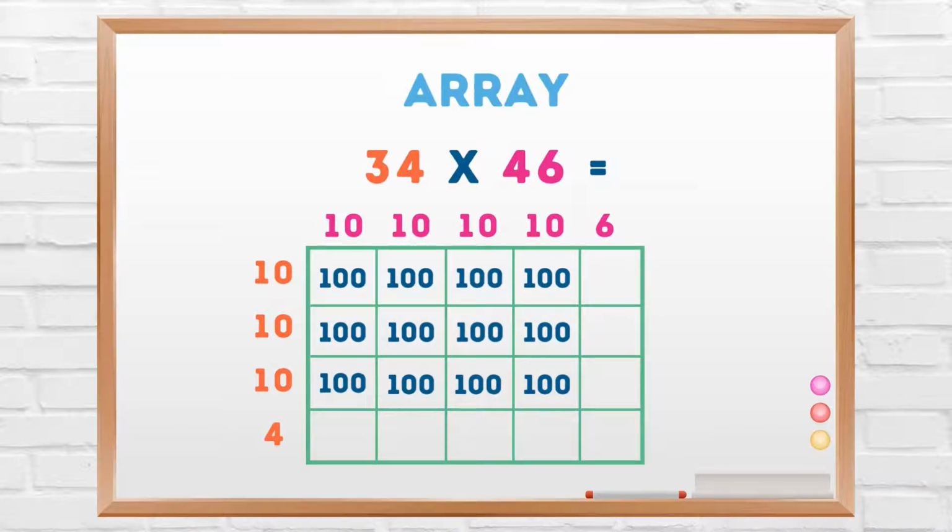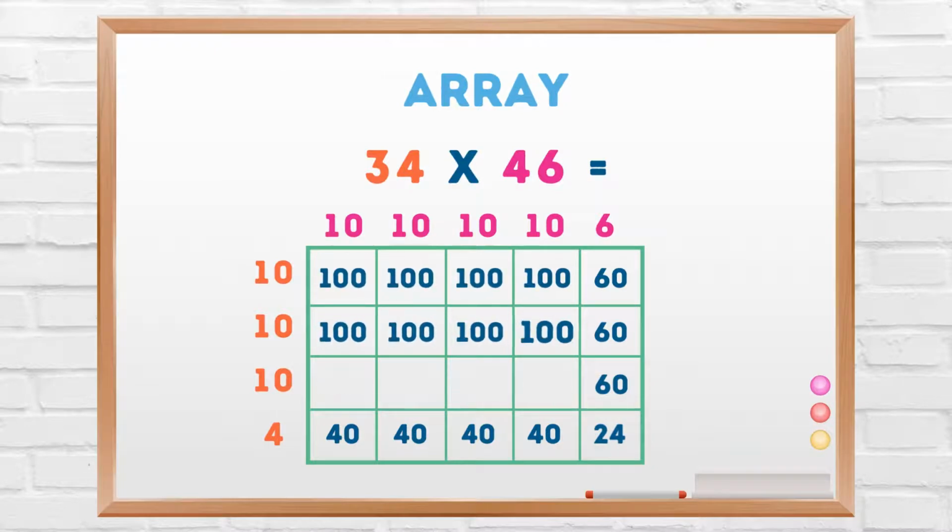Now, there are 3 squares where 10 and 6 meet. We know that 10 times 6 is 60, so we will write 60 inside each box. 4 times 10 is 40, so we will fill in all the boxes where 10 and 4 meet. And finally, 4 times 6 is 24. Okay, now all our boxes are filled in and our array is complete. Let's add the numbers inside to find our answer.